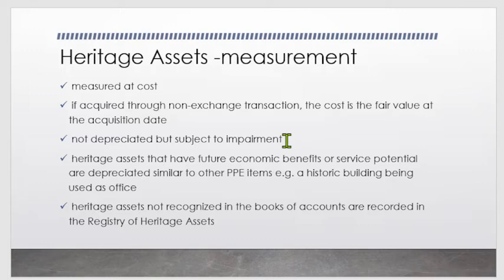Heritage assets that have future economic benefit or service potential are depreciated. Similar to other PPE items, example, yung mga historical building that are being used as offices. So, meron kasing mga ganyan. Yung mga historical offices that are not really for museum or for viewing purposes only but are also used, for example, as administrative offices or offices ng mga high-ranking officials in the government. Those types of heritage assets are depreciated under the rules of PPE.